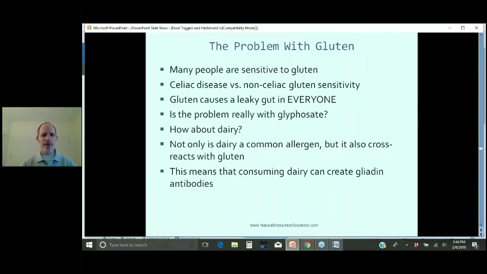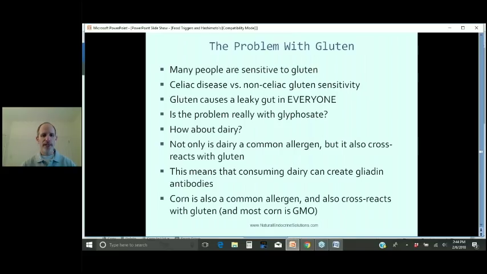But anyway, as I mentioned, this means that consuming dairy can create gluten antibodies. And corn, which I haven't spoken about, is a common allergen. Like dairy, it also cross-reacts with gluten. And like I mentioned in parentheses, most corn is genetically modified, so that's another reason to avoid corn.